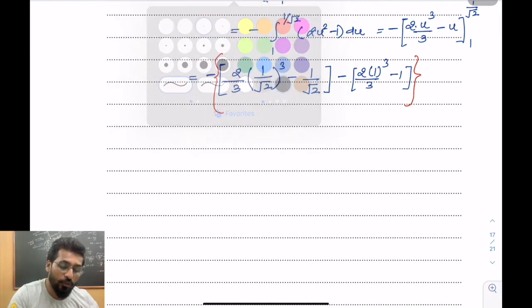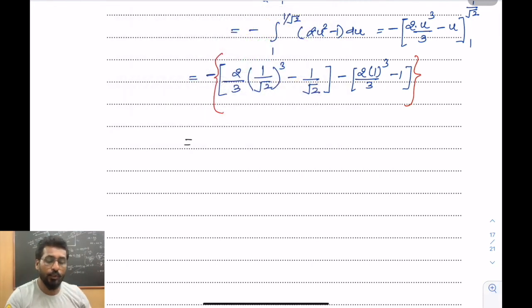So you can make use of the calculator and simply get the answer. So it's 2 upon 3 multiplies with 1 upon root 2 cube. So I have 1 divided by root 2. I get some value. I'm going to take the cube of that value. Okay, I got some value. It is going to multiply with 2 by 3. Okay, I'll get some value. I'm going to then subtract 1 upon root 2. I get some value. Again, I'm going to subtract 2 upon 3 minus 1, because 1 cube is going to be 1, right?